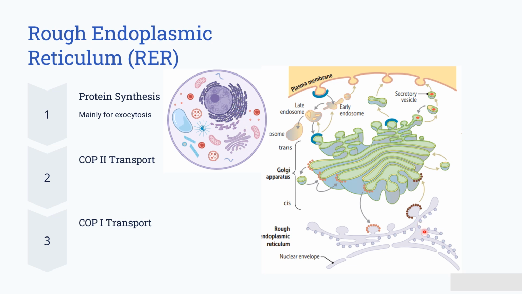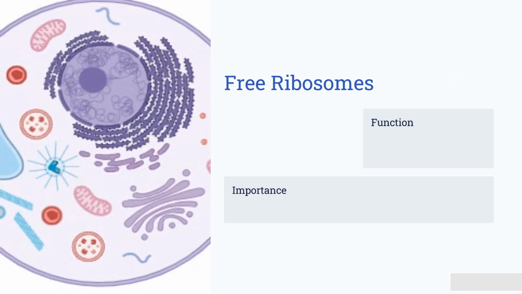So here is an enlarged view of it. The rough endoplasmic reticulum, once it synthesizes, sends it to the Golgi apparatus. For this anterograde transport from the rough endoplasmic reticulum to the Golgi apparatus, we have COP2 transport. So that is the one which helps in this transport. Similarly, from the Golgi apparatus to the rough endoplasmic reticulum, it is a retrograde transport and that is COP1 transport. So anterograde is COP2 and the retrograde is COP1.